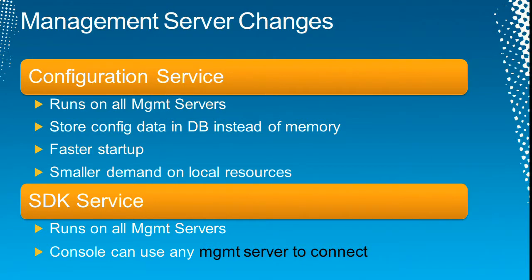So today, with the scale-up option of your root management server, you would actually maybe need quite some memory, quite some CPU to handle all this. Today, with 2012, you'd need less memory and less CPU time to get all this done. Now, if we look at the SDK service, same thing. It now runs on all management servers, and that means that any Operations Manager console can talk to any management server for connectivity. And that's something where we, again, allow all these management servers potentially to run these workloads.